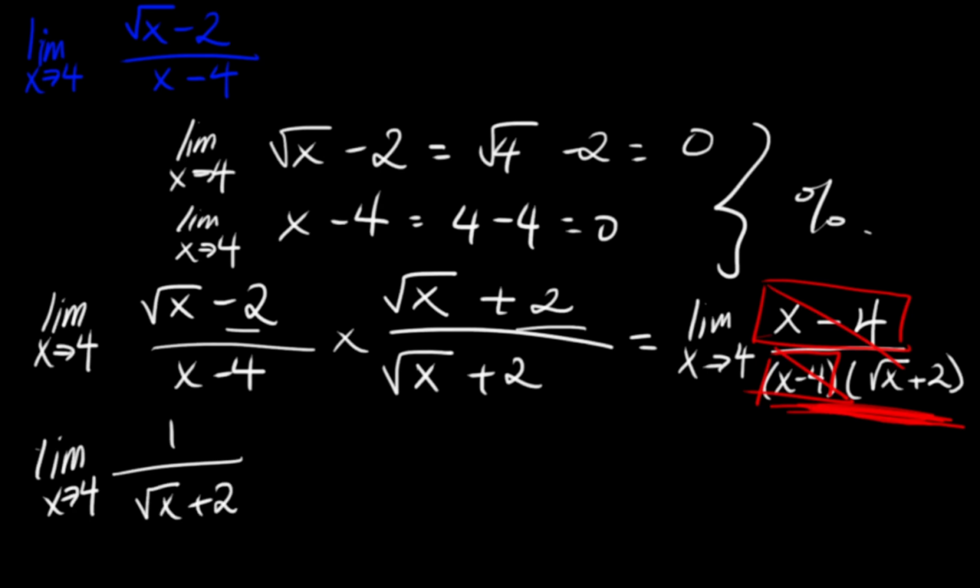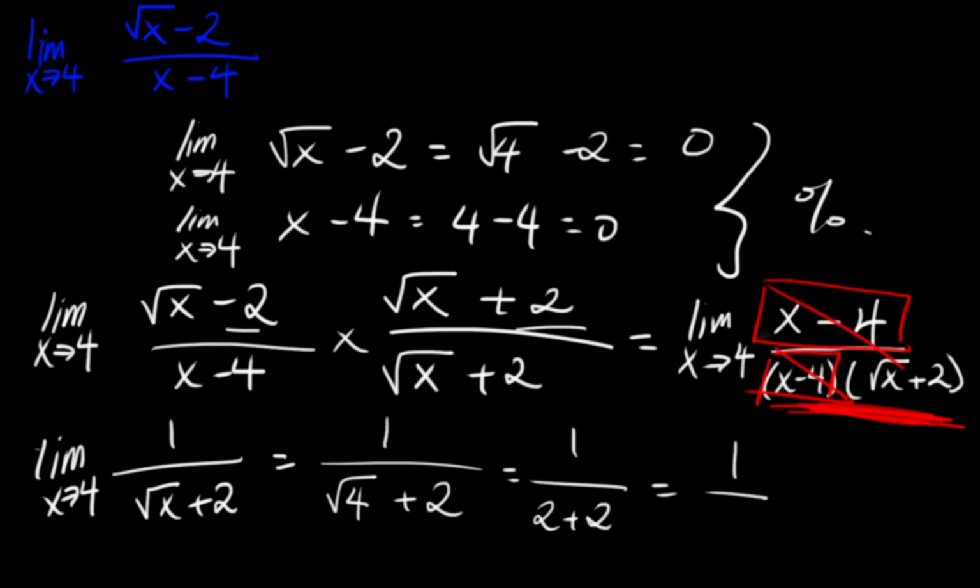So now, we can actually solve this, because it won't be undefined, it won't be the indeterminate form of 0 over 0. So now, 1 over the square root of 4 plus 2 equals 1 over 2 plus 2, and that'll ultimately equal 1 over 4. 1 over 4 is our answer, and that's how you do conjugates, right?